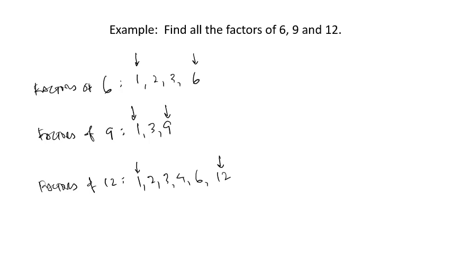Now, on the previous slide, we mentioned that these things occur in pairs. And so the 1 and the 6 pair off, the 2 and the 3 pair off, the 1 and the 12 pair off, the 2 and the 6, the 3 and the 4. But for 9, the 1 and the 9 pair off, but the 3 is there by itself. And what's really happening is this 3 is pairing to itself. And so hopefully you notice that this 9 is very special because it's a perfect square.